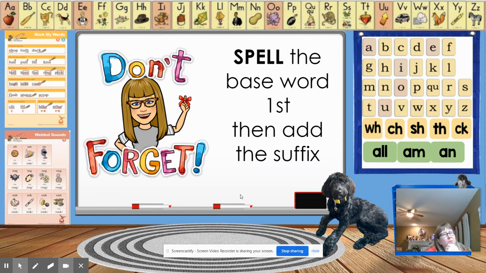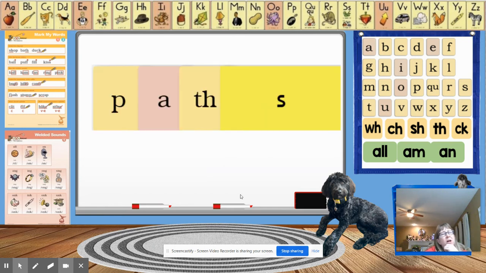Let's check it. How do we spell paths? We spell paths P-A-T-H-S. If you have a board, spell it away. If not, just spell it with me. Ready? P-A-T-H-S, paths.